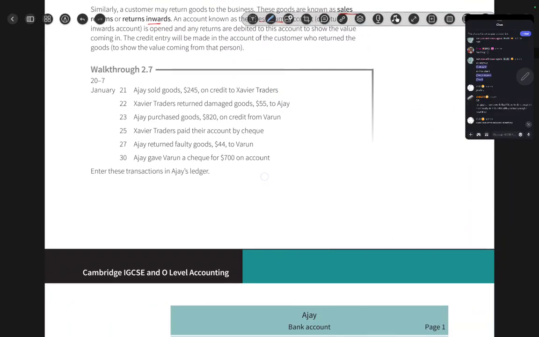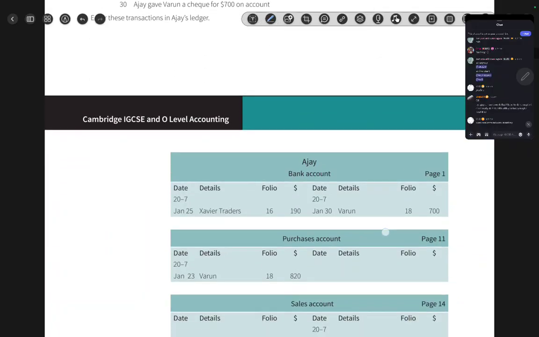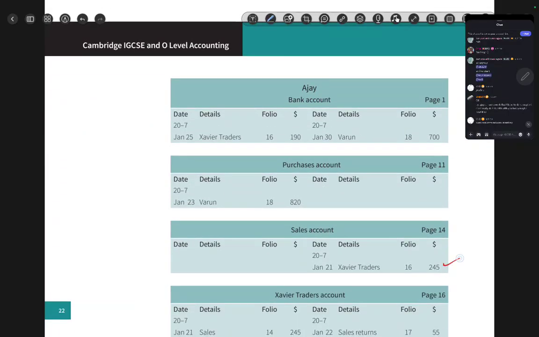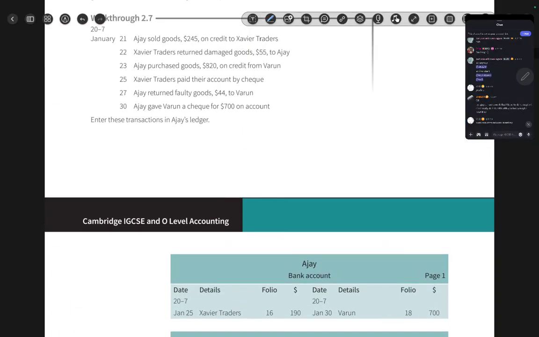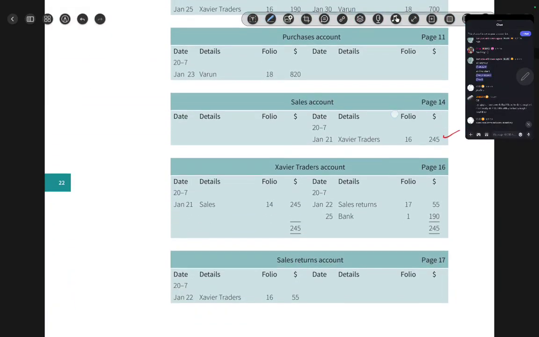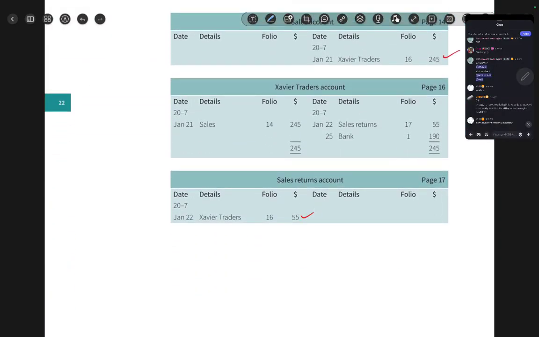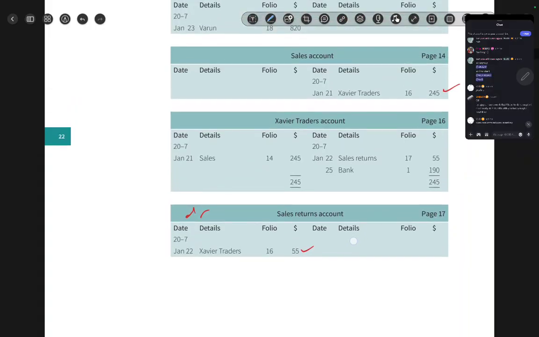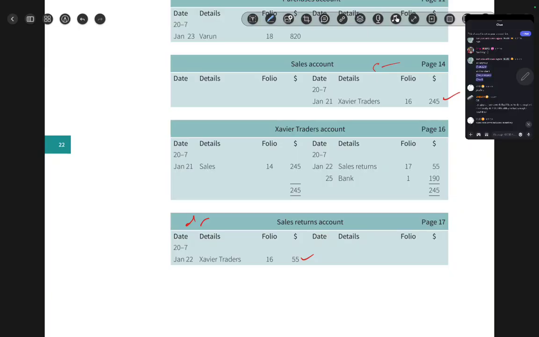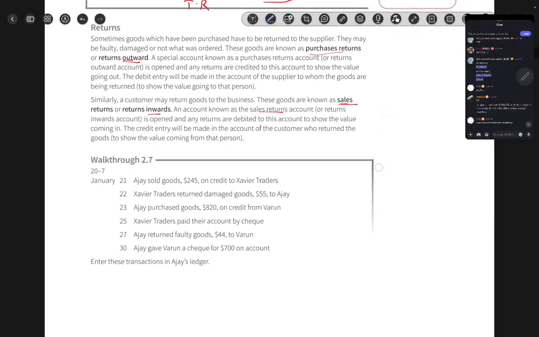Say we sold goods for 245, so the sales account is 245. Say we returned damaged goods, 55, to Ajay. So we have another account, the sales returns account, and it's 55. It's debited. Before, sales was credited, right? And now sales returns is debited. So it's pretty much common sense. If sales is being credited, then sales returns will definitely be debited.